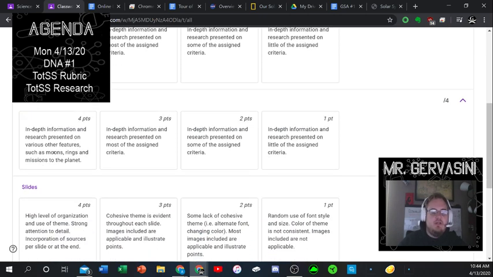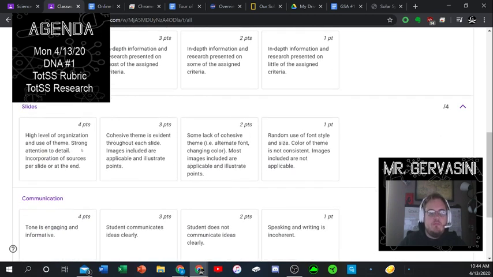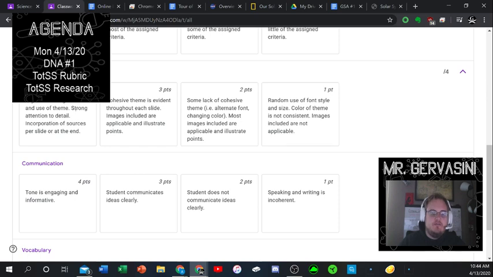Okay, does your planet have moons? Does your planet have rings? Yes or no? Why? The slides themselves, high level of organization, incorporation of sources per slide, or at the end, gets you 4 points out of 4.